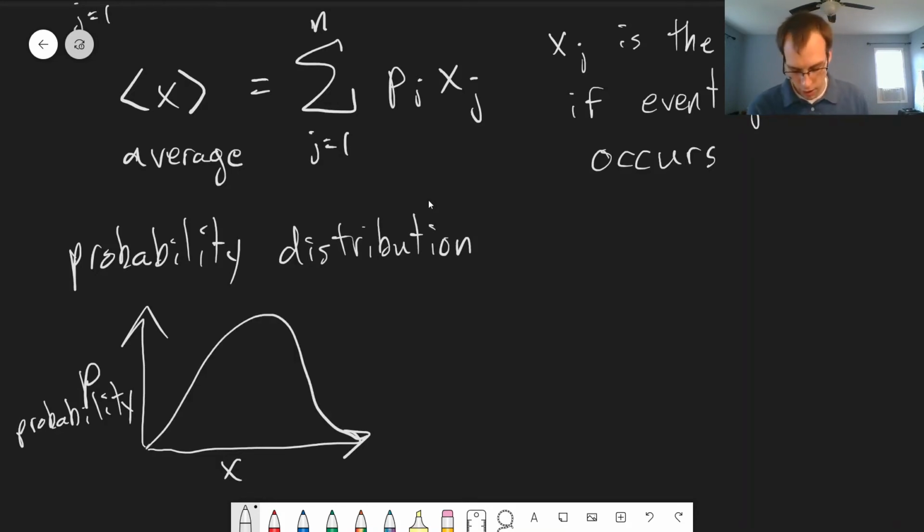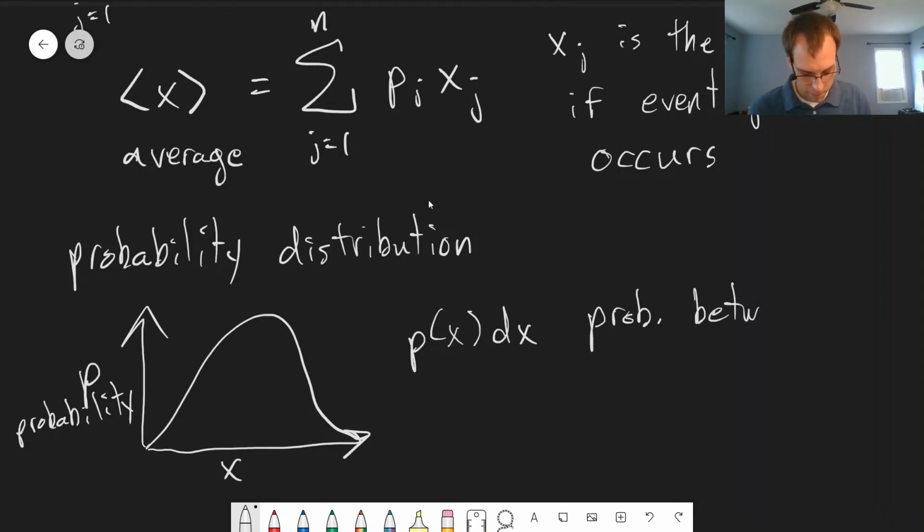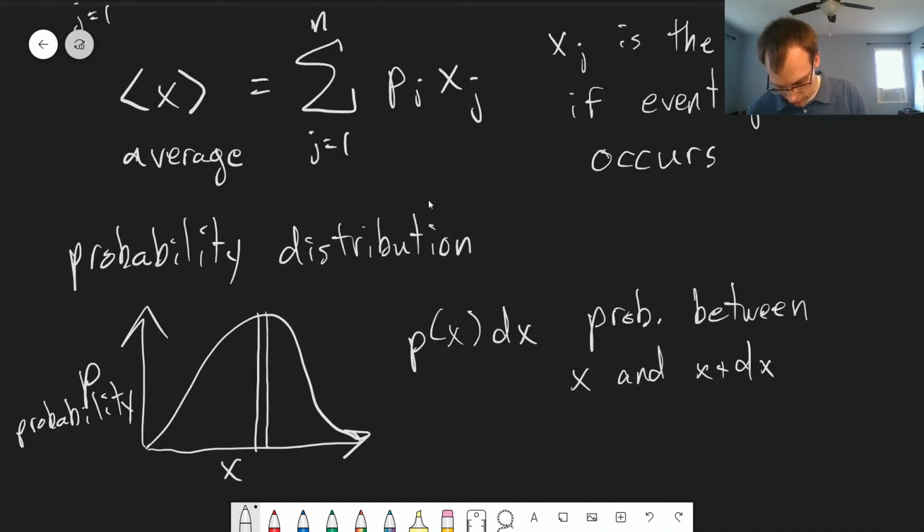This probability distribution P of x, so the probability is a function of x, at a specific value gives the probability between x and some infinitesimally larger x plus dx. If we draw on here this little sliver, the probability distribution tells us the probability of getting something within that very narrow range.